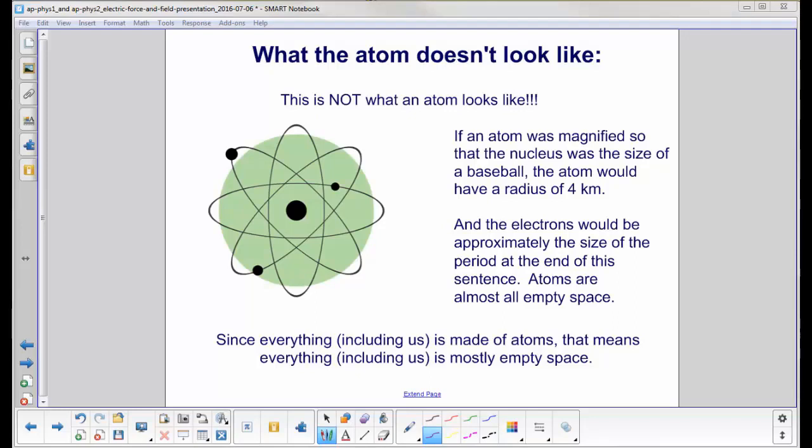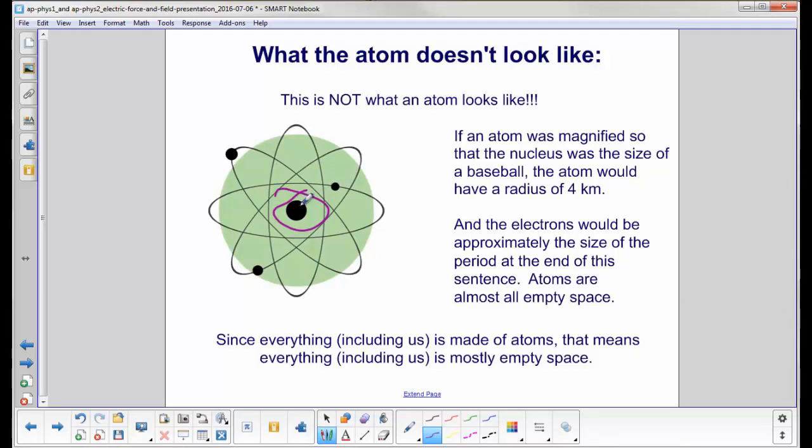In older science books, and maybe in some elementary science books that are still out there, you see a picture like this and they tell you, hey, here's the atom. Here's a nucleus. Here's the electrons orbiting around it, just like the planets orbit the sun. Although actually, the planets orbit the sun pretty much in one plane. They don't go all in different ways, but don't worry about that. But if somehow we could magically make an atom so that the nucleus, right here, was the size of a baseball, the atom would have a radius of 4 kilometers.